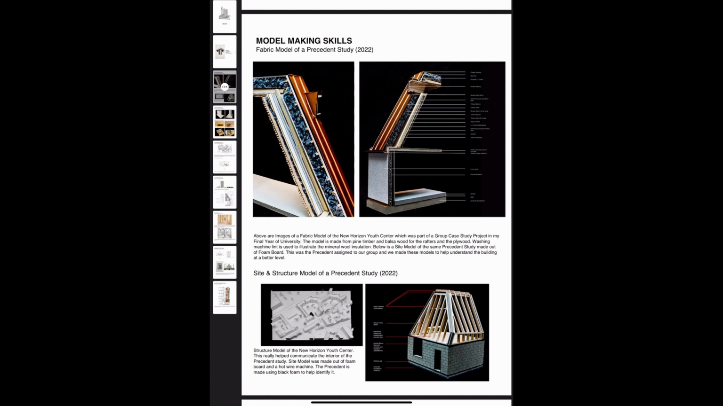The images at the bottom are a site model of the location that the New Horizon Youth Center was located in. And we have also highlighted the building in black so it stands out from the rest of the site model. And the last image is a structure model specifically of the roof, because we found that very interesting and it was very different from any other roof in the area. So we decided to focus on that for the structure model.